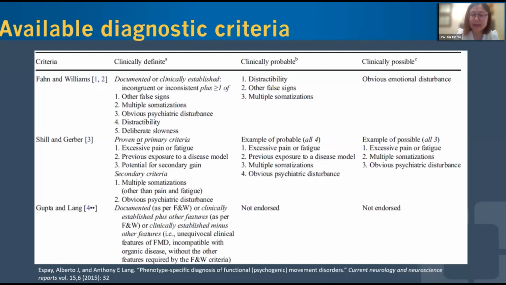The Gupta and Lang criteria differ in that, on top of some of the Fahn and Williams criteria components, they did not require the non-motor features to be part of the clinically definite criteria. The other difference is that they also introduced a laboratory-supported definite category, with electrophysiological testing confirming certain phenotypes.